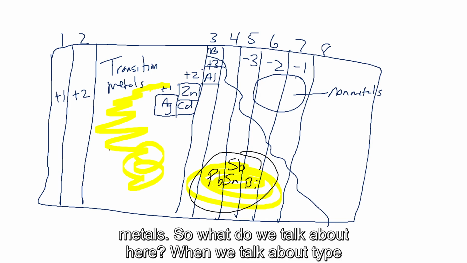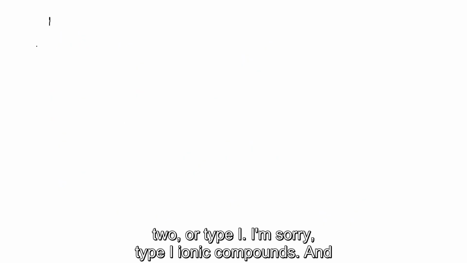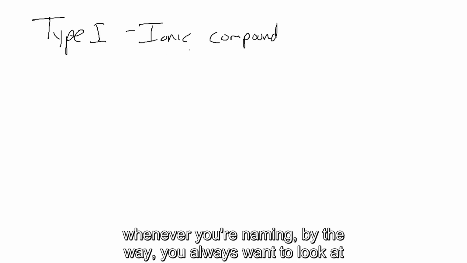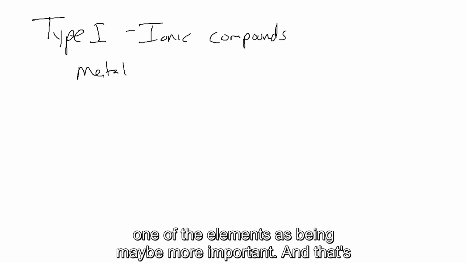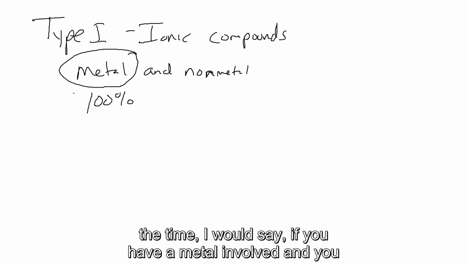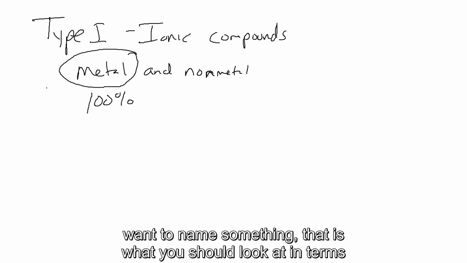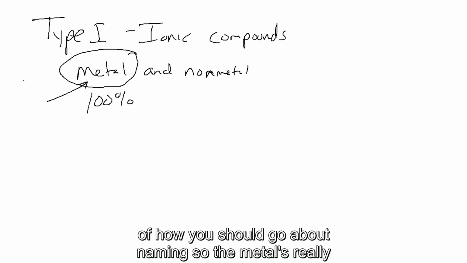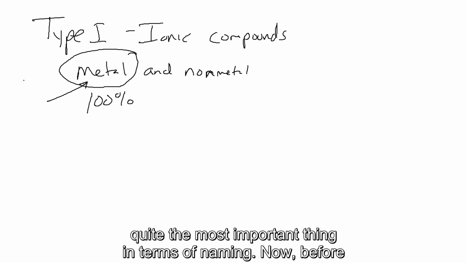So what do we talk about here when we talk about type 2 or type 1? I'm sorry, type 1 ionic compounds. And whenever you're naming, by the way, you always want to look at one of the elements as being maybe more important, and that's our metal and non-metal combination here. And 100% of the time, I would say, if you have a metal involved and you want to name something, that is what you should look at in terms of how you should go about naming. So the metals really are quite the most important thing in terms of naming.